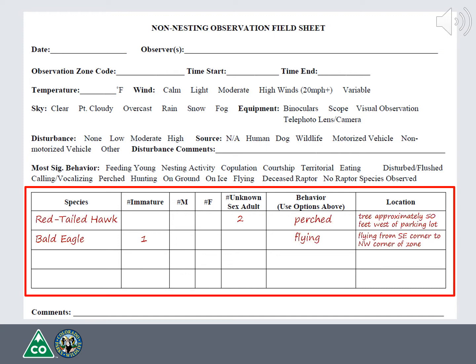For example, let's say that during a 10-minute non-nesting zone observation, you saw 2 adult red-tailed hawks perched and 1 immature bald eagle flying overhead. The red-tailed hawks would go in one row of the data table, and the bald eagle would go in a second row. Unless you were certain of the sex of the hawks, you would record 2 in the unknown sex adult box, and record perched in the behavior box, and then describe where they were perched. For the bald eagle, you would enter 1 in the immature box, and record flying in the behavior box. You could use the location box to specify which direction the eagle was flying.